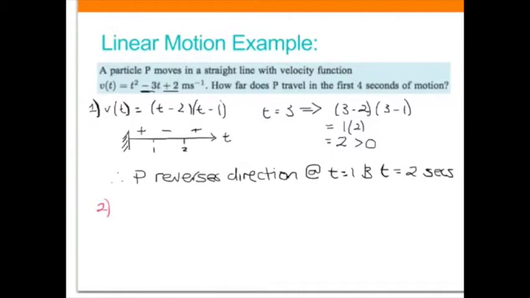Step 2. What do we do in step 2? Determine s(t) by integrating. Now, when you integrate, go back and use your expanded form, because it's much easier to integrate. So the integral of t squared take 3t plus 2 dt. Now, we integrate that, what do we get? So t cubed on 3, take 3t squared on 2.